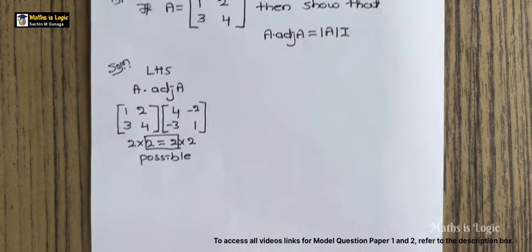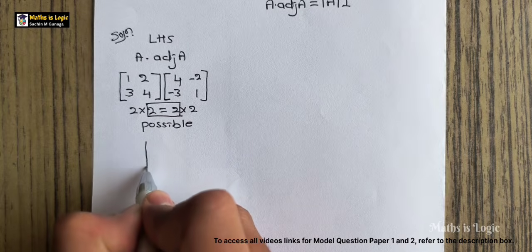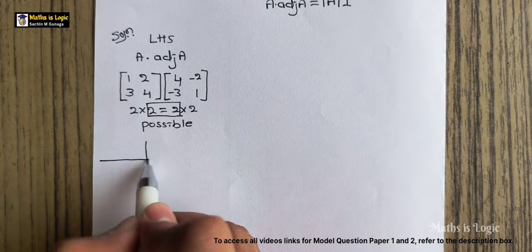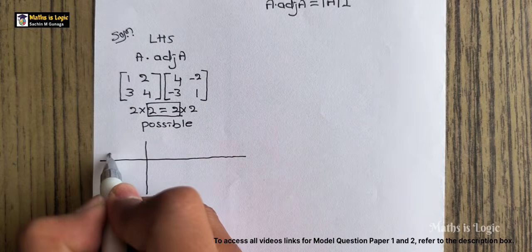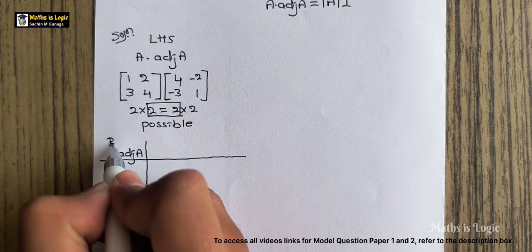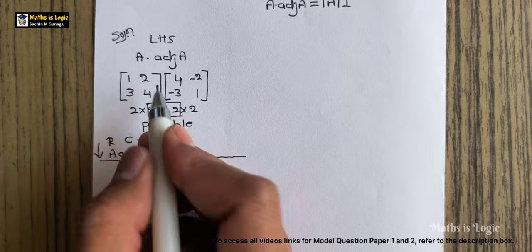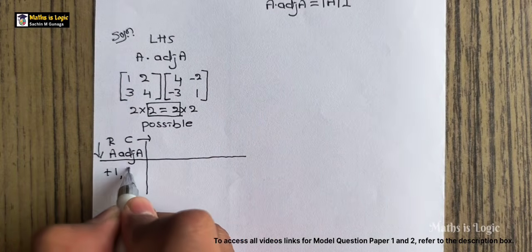Matrix multiplication is possible. Next, apply box method. So write A into adjoint of A, row, column. So row, column. First row +1 +2.